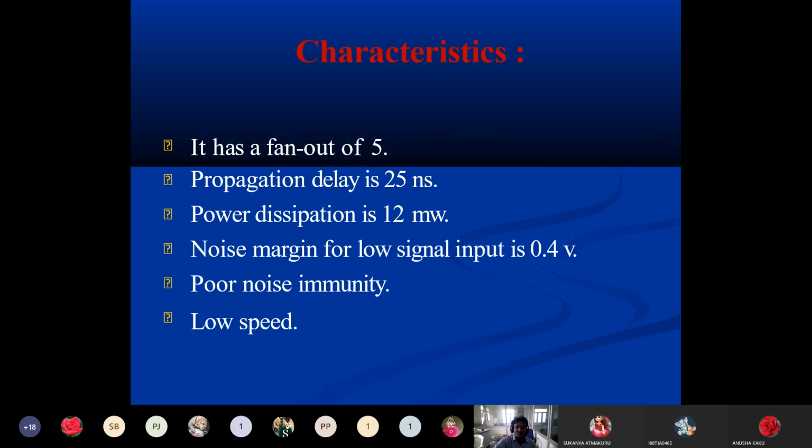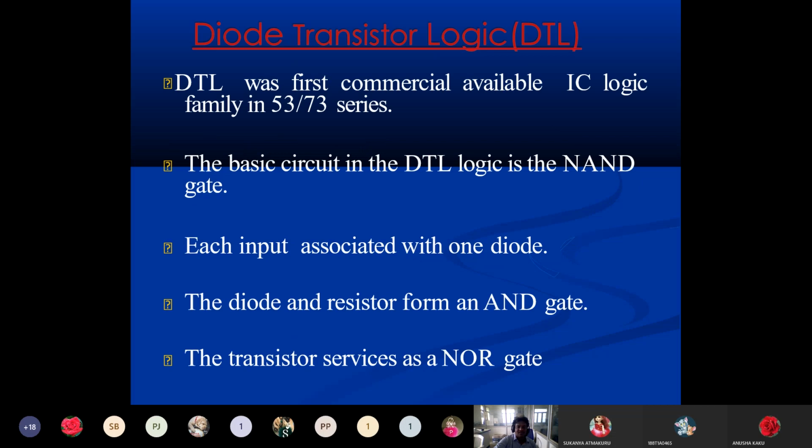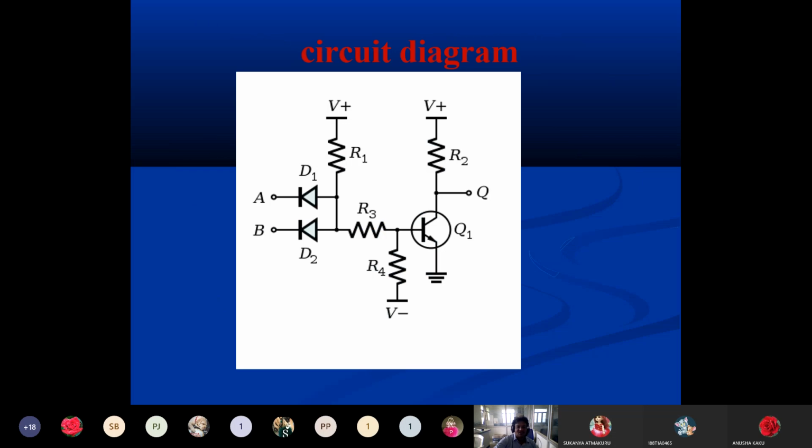So this circuit has the following characteristics. The circuit has a fan out of 5, the propagation delay is 25 nanoseconds, the power dissipation is 12 milliwatts, and the noise margin for this signal is 0.4 volts, and it has poor noise immunity. So the noise ratio is higher. Compared to another logic family, it has low speed. Next one, DTL, diode transistor logic.